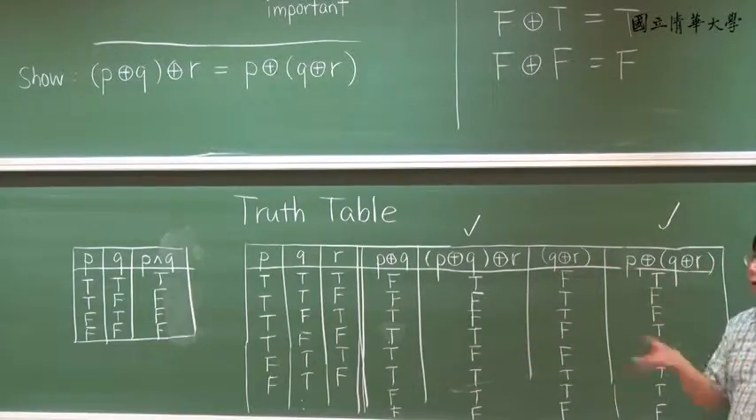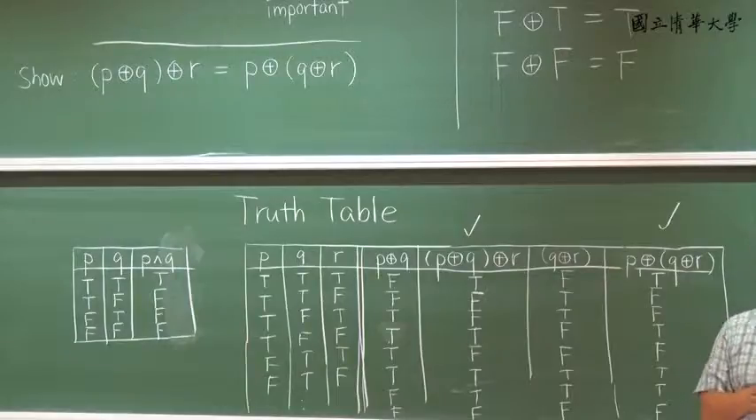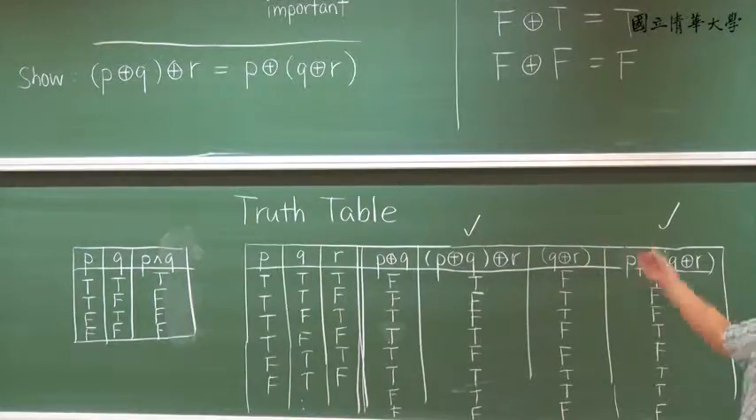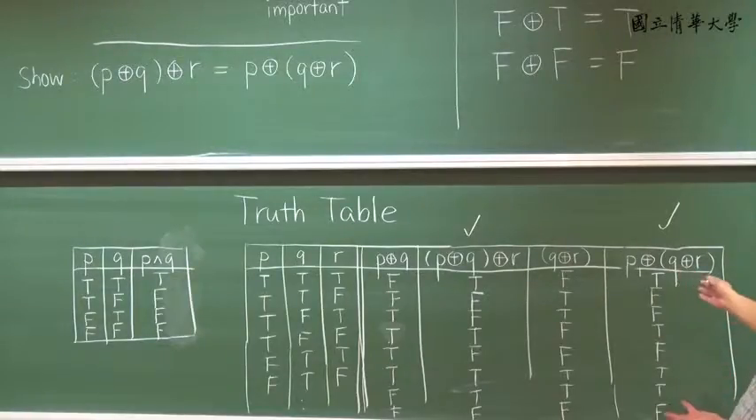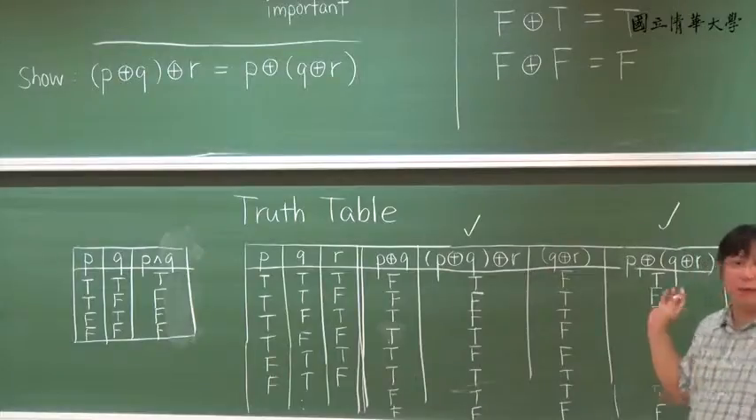So we call them equivalent. Okay, so they are the same. Is that okay? Good, very good. Now this exclusive OR operator, the truth table is very useful because it always can tell you for each of the possible cases what is going on for each kind of the proposition.